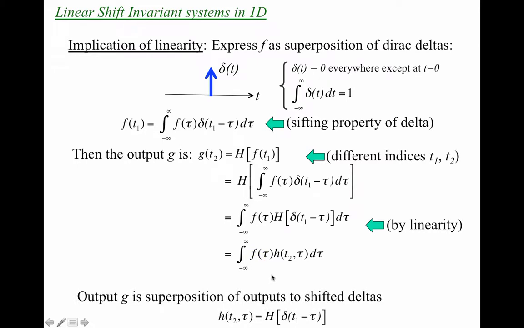So we have simplified somewhat our description of h, because all we need to know about our system is the effect that it has on deltas shifted by different amounts. And if we know this, we'll be able to predict the output for any given input f, because f can be expressed as a superposition of shifted deltas.